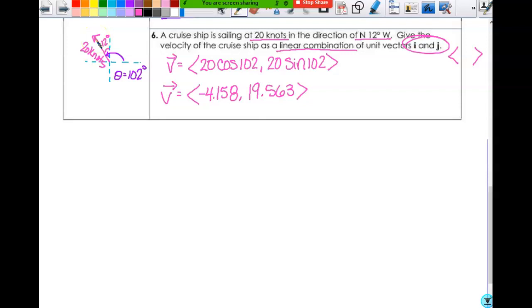I'm not done though, because I need it in a linear combination. Super easy to make it into a linear combination. The vector would just be negative 4.158 times i hat plus 19.563 j hat. Okay. What questions do you have?